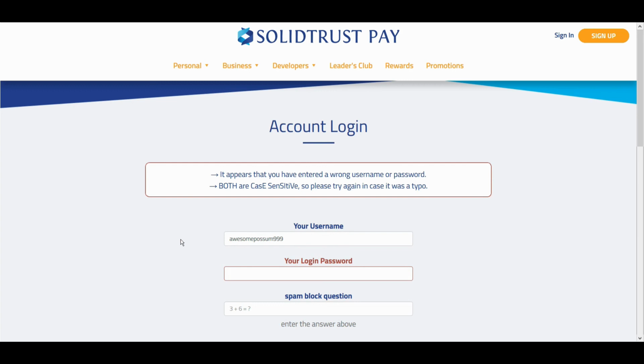If, despite your best efforts, you manage to get your IP blocked, there's no need for panic. Contact our friendly and knowledgeable customer support department any time of the day at support.solidtrustpay.com.